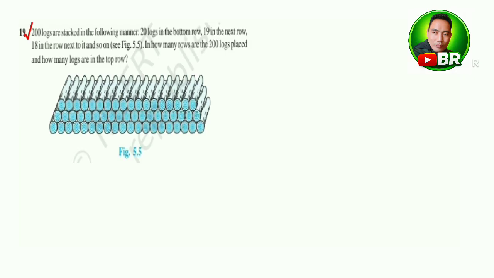Question number 19. 200 logs are stacked in the following manner. 20 logs in the bottom row. Okay, in the bottom row, how many logs are there? Here has been given 20 logs, right? 20 logs. 19 in the next row. Okay, next to the bottom row, there are 19 logs. 18 in the row next to it, and so on. And there are 18 logs next to this row. In how many rows are the 200 logs placed, and how many logs are in the top row?